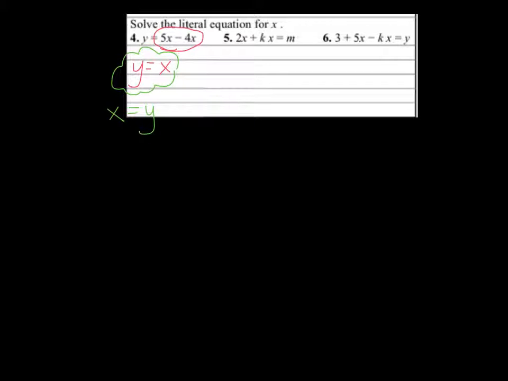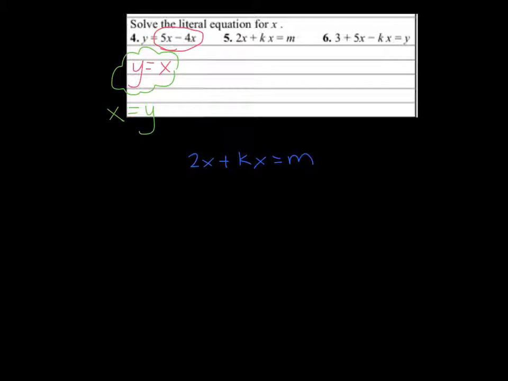Okay, so now let's go ahead and look at number 5. It's a little more difficult. So on this problem, I'm going to go ahead and rewrite down here where I have a little more room to talk to you guys. We have 2x plus kx equals m. And we're still trying to solve for x.